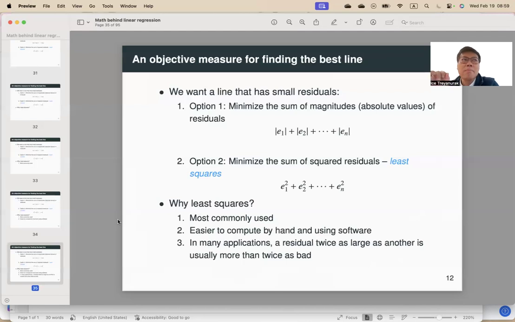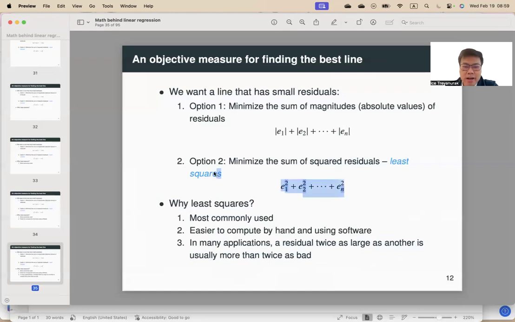We would not want a model that's super accurate for a few values and super inaccurate for a lot of values. The other way to think about that is that a residual twice as large is usually really, really bad. We don't want models that make hugely inaccurate predictions. We would prefer a model that always makes slightly inaccurate predictions than a model that sometimes makes accurate predictions and sometimes makes super inaccurate predictions.